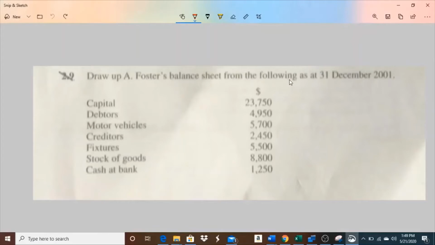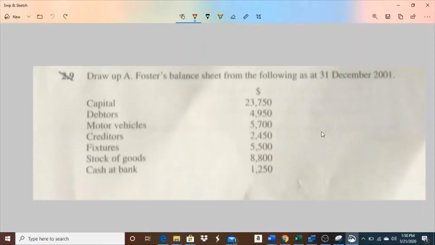Today we'll be doing how to draft a financial statement, and that financial statement is the balance sheet. I'll be doing journal entries in part 2, but let's just focus on the balance sheet for now. As we can see on the screen, there's a question and I'll be doing it. It says draw up A. Foster's balance sheet from the following as at December 31st, 2001.